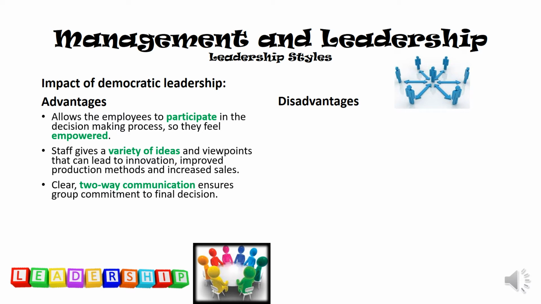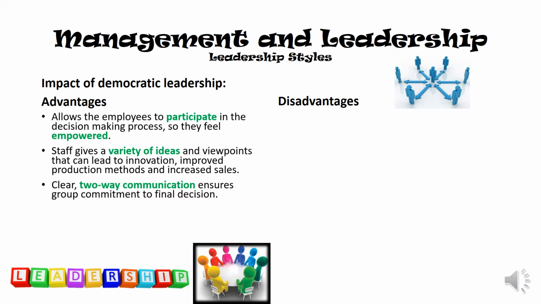In the case of a democratic leadership, all the team members are allowed to give their ideas and their opinions and to come with their viewpoints. And that means that there's going to be good communication, not just from the leader to the employees, but also from the employees to the leader and employees amongst themselves.